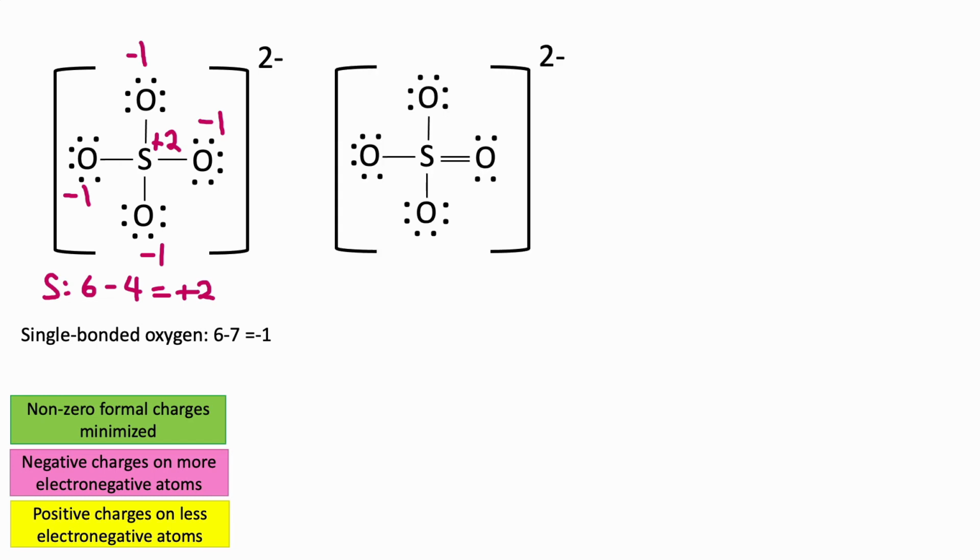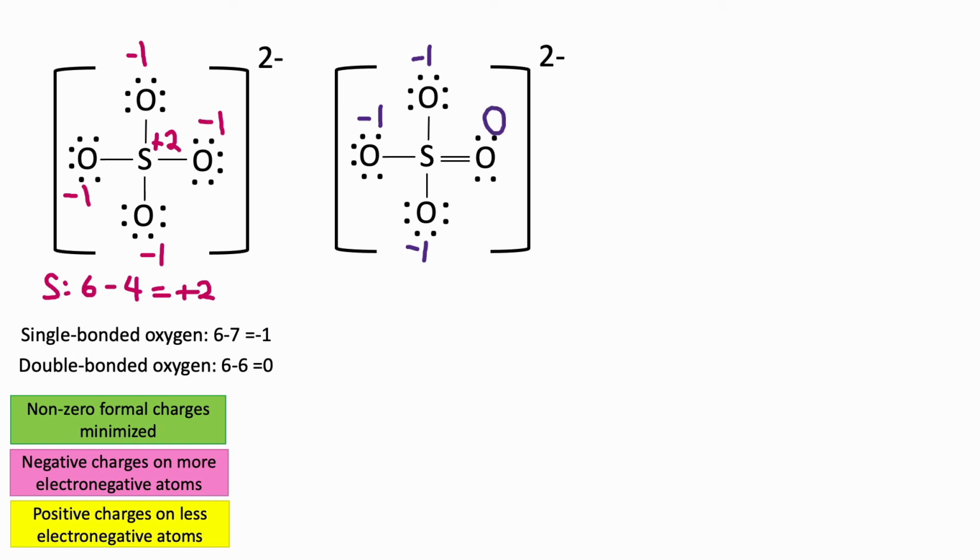So that's what I've done here. And now let's go and evaluate formal charges. We still have 3 single bonded oxygens. Those will still have a formal charge of -1, but we now have a double bonded oxygen, which has 4 unshared electrons and 2 shared electrons. So that would have 6 minus 6 equals 0. And so let's pop that formal charge in there.